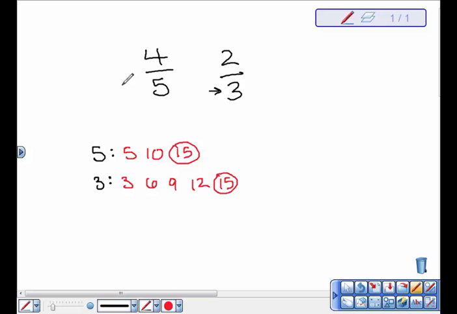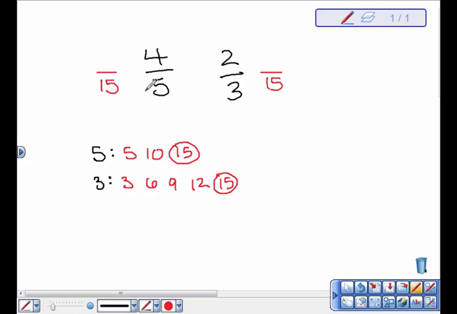Basically what that means is that I can multiply both of these fractions by a number so that I get 15 as a denominator. Now here's what I want to do. I want to now create my equivalent fractions, and here's how I'm going to do this.